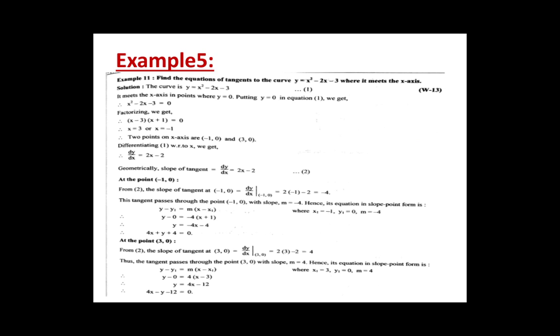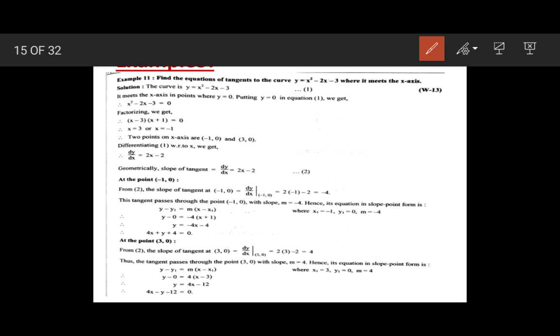See next example. Find the equation of tangent to the curve y is equal to x square minus 2x minus 3 where it meets the x-axis. Here the point is not given, so first we have to differentiate. The equation is y is equal to x square minus 2x minus 3.